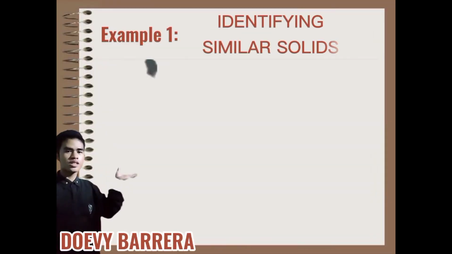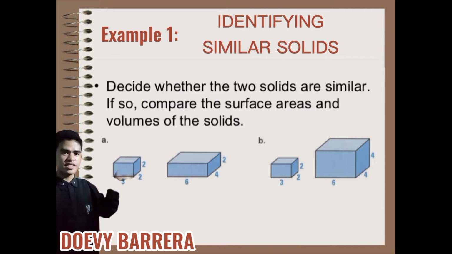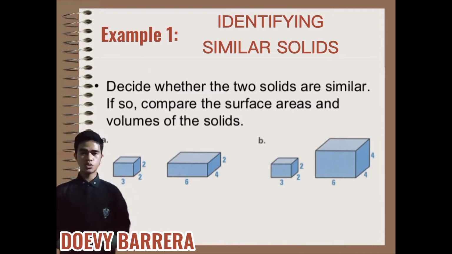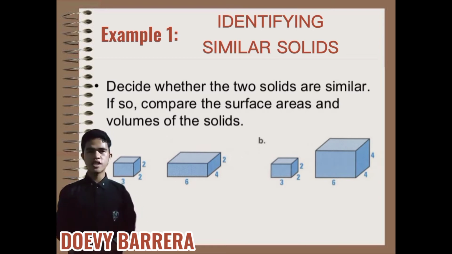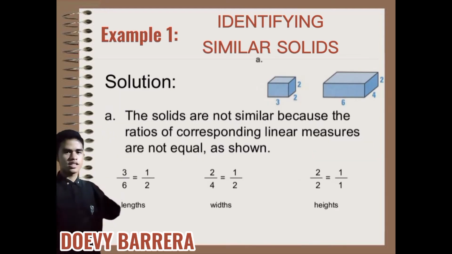Here are some examples of similar solids. Letter A. Decide whether the two solids are similar. If so, compare the surface areas and volumes of the solids. Solutions. Letter A. The solids are not similar because the ratios of the corresponding linear measures are not equal, as shown.